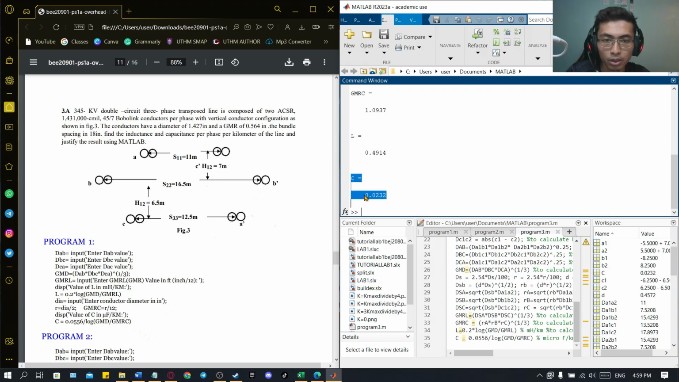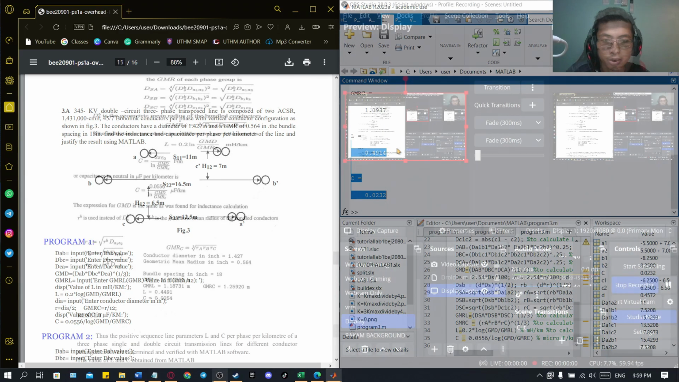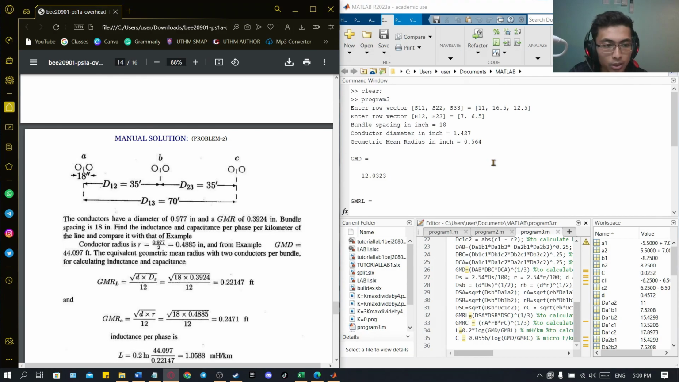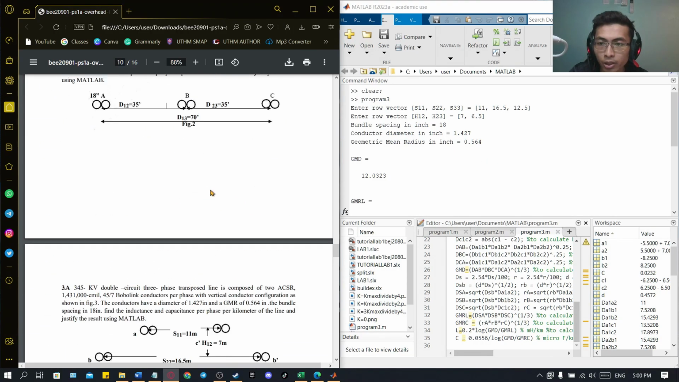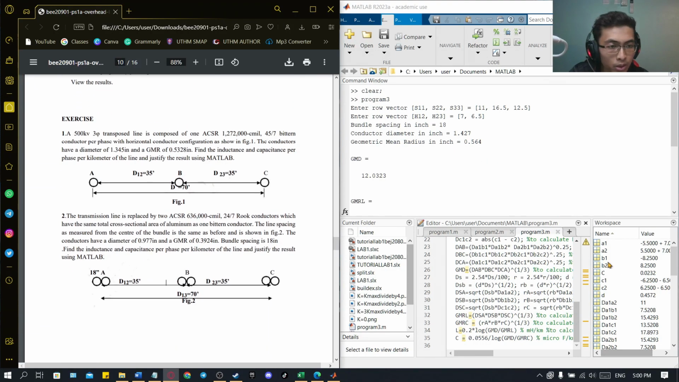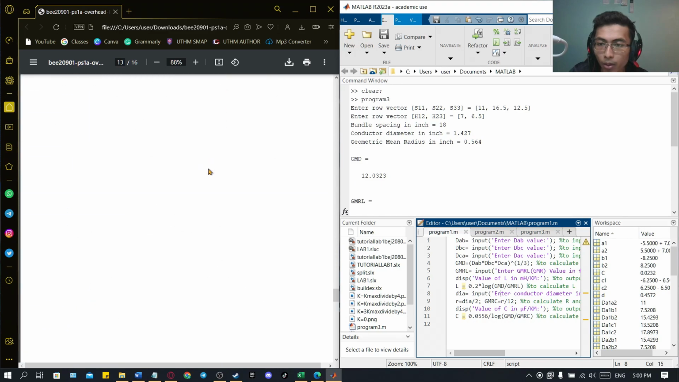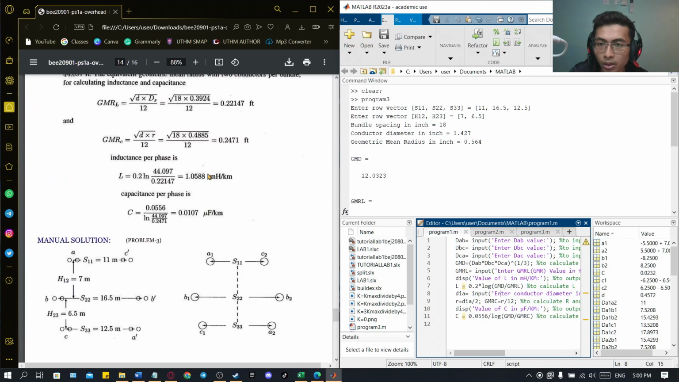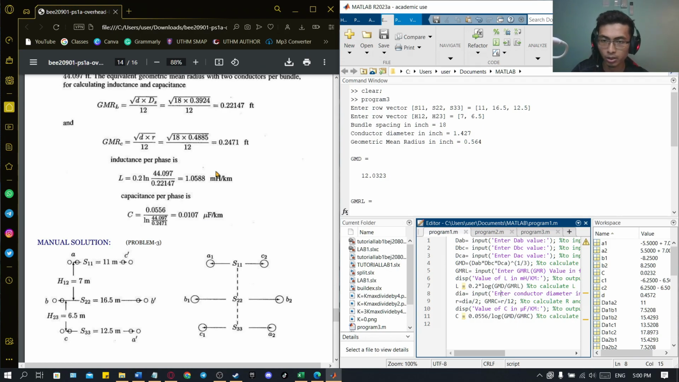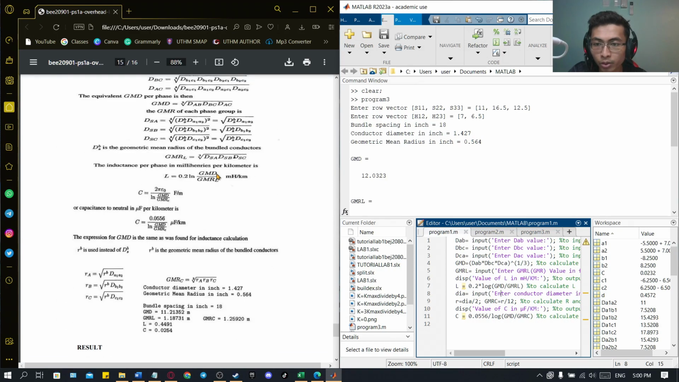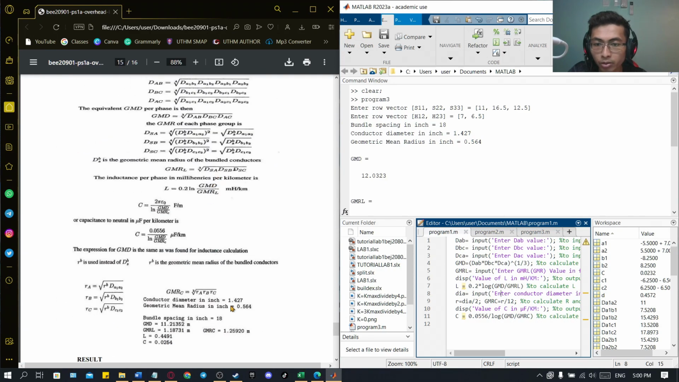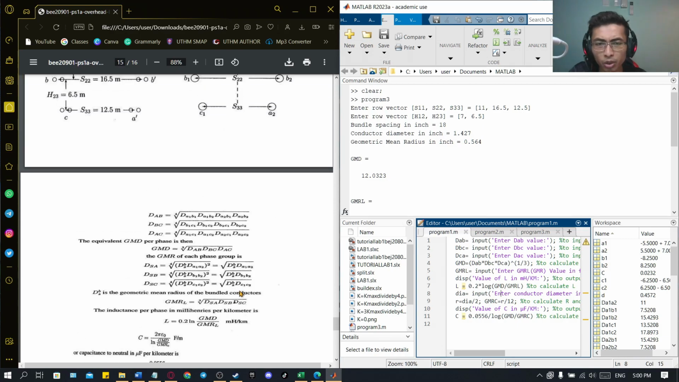0.4914, and C is 0.0232. Okay, so we're going to take note of this. I need to let you know that, as you can see, for exercise 1 on program 1 we have the same results as the manual calculation, but for program 3 it becomes different, though very small.